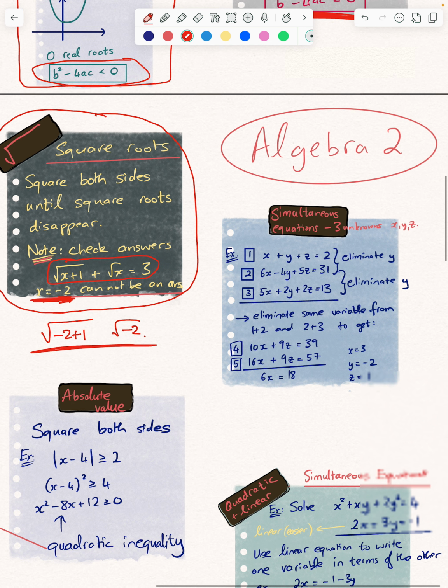Simultaneous equations in three unknowns. Take two equations, eliminate one of the variables, then take two different equations, or one in common, and eliminate the same variable. You will end up with two equations in two unknowns, which are the simultaneous equations you're familiar with. Okay, so just know those, and then sub back in to solve for the remaining variables. Know those steps.